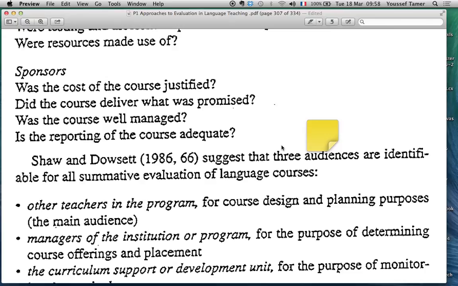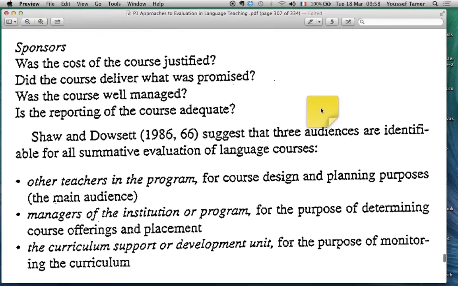So that's why it should be one of the areas for evaluation. Okay, it should be: who are the sponsors? Are they good sponsors, or do they have some other backgrounds? Yeah, and other issues in that.